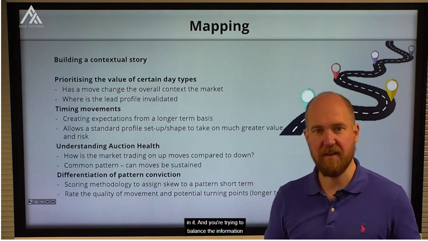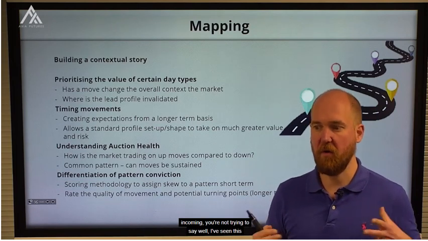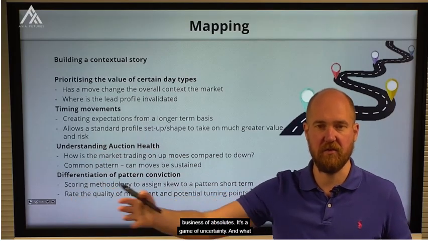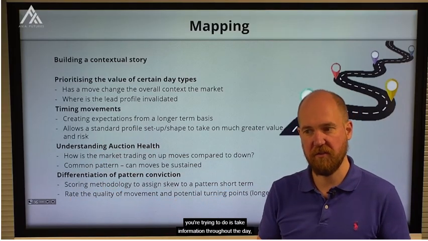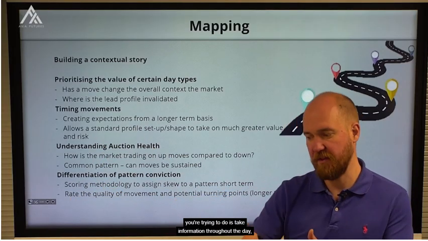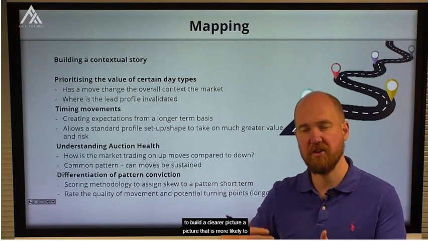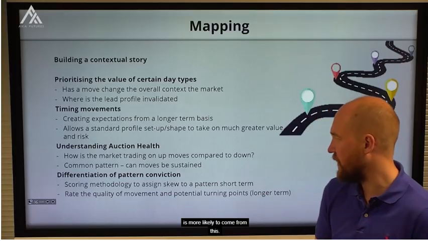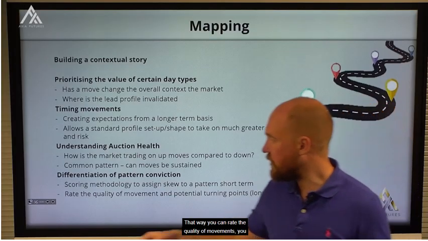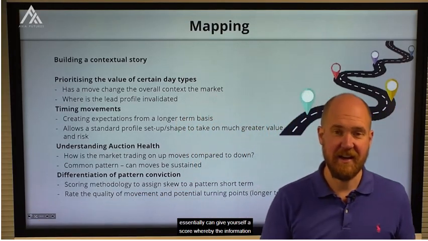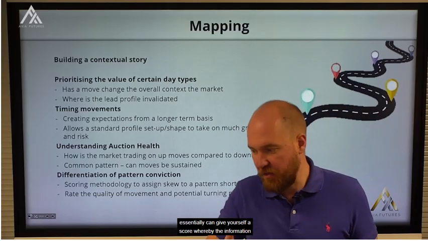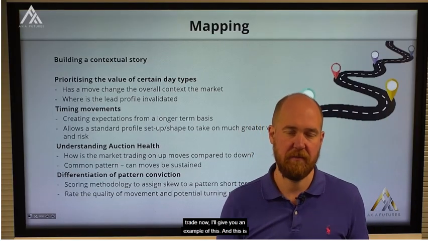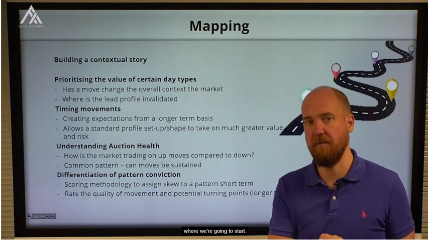And you're trying to balance the information incoming. You're not trying to say, well, I've seen this pattern, so absolutely we're going there. Trading is not a business of absolutes, it's a game of uncertainty. What you're trying to do is take information throughout the day to build a clearer picture, a picture that is more likely to play out. That's what you've always got to be thinking: what is more likely to come from this? That way, you can rate the quality of movements. You essentially can give yourself a score whereby the stacking up of that information says you need to trade now. I'll give you an example of this, and this is where we're going to start.